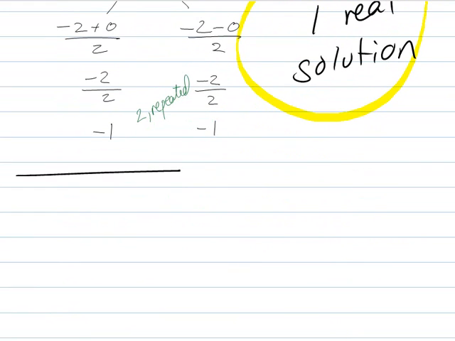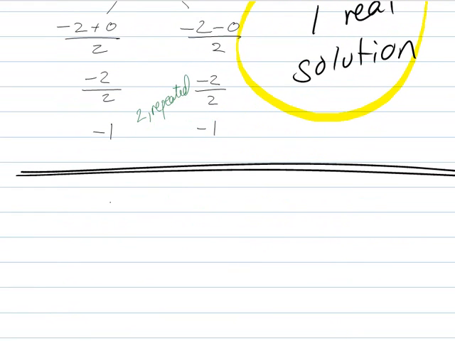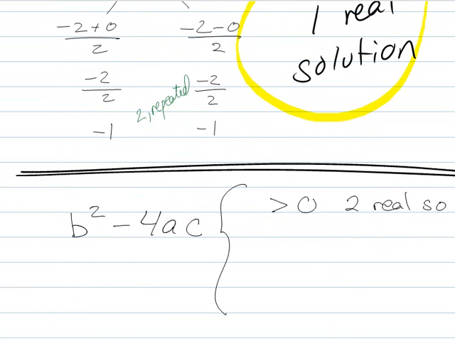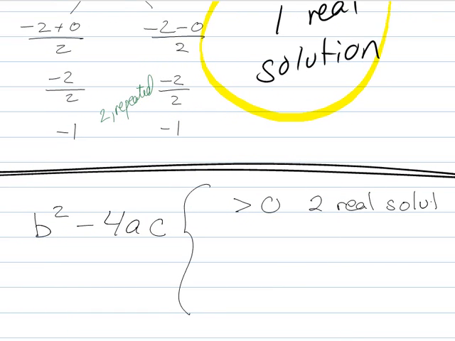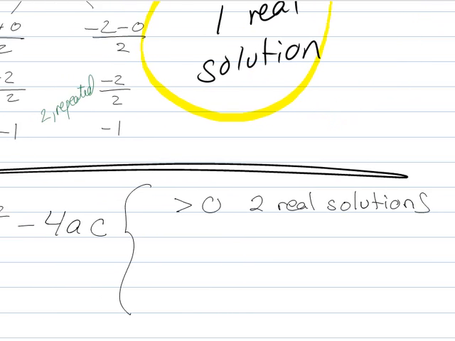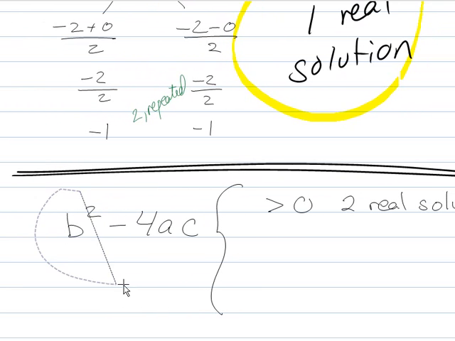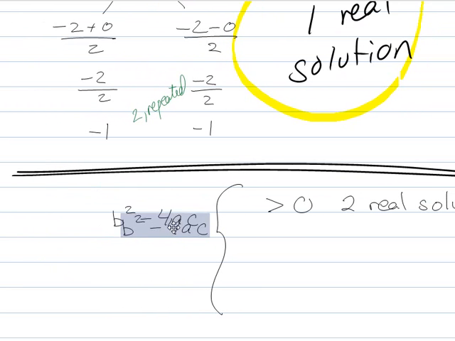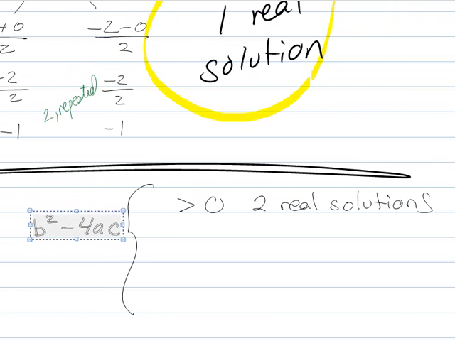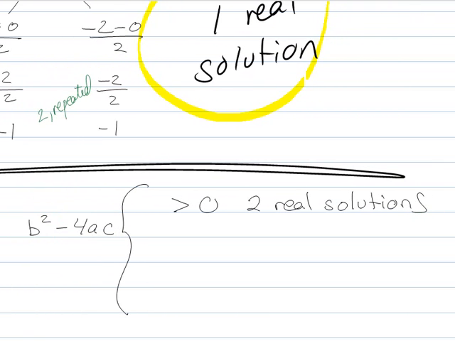So one of the things that they like to do when they're studying the quadratic formula is to take a look at this discriminant, b squared minus 4ac. Now, if this is greater than 0, we have two real solutions. That's too big. Sorry, let's fix that. Okay, is that good? I think that's good. Alright, so b squared minus 4ac is greater than 0. We have two real solutions.